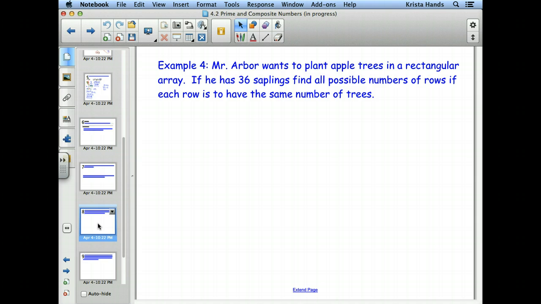So the question is, find all possible numbers of rows if each row is to have the same number of trees. So we've got an array. We've got a grid in how he's doing this. So what's one option that he could have for his array of trees?